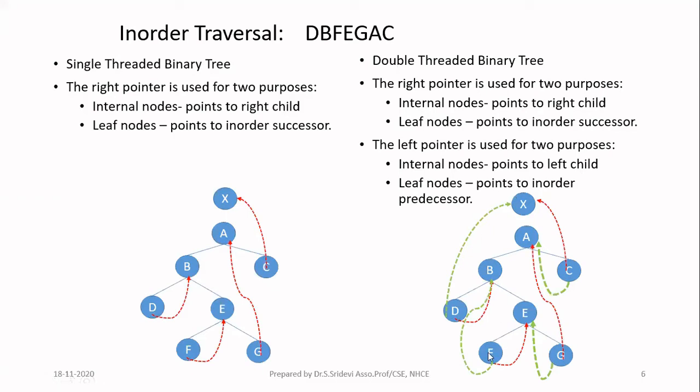Then look at the next leaf node F. In the in-order traversal, the predecessor for F is B. So make the null pointer on the left point to B. Then take the next node G. In the in-order traversal, the predecessor is E. So now the left null pointer of G is pointing to E. The meaning is the address of E will be stored in G. Then take the next leaf node, that is C. In the in-order traversal, its predecessor is A. So make the left null pointer point to A. So this is how we are going to store the information.